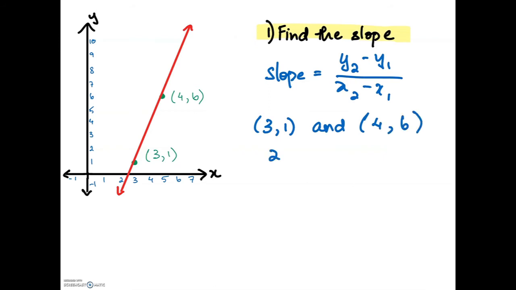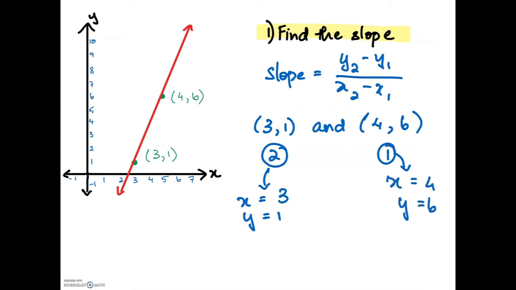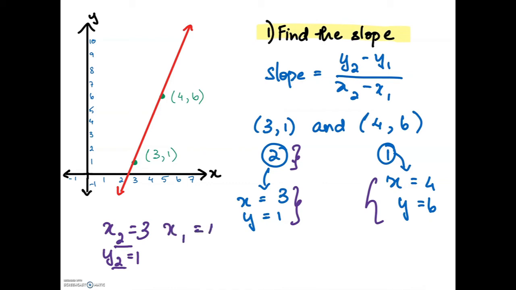So we're going to assign this to be our second coordinate and this to be our first coordinate. Let's just do that for fun this time. So if this is our second coordinate, we know x is equal to 3 and y is equal to 1. And in our first coordinate, x is equal to 4 and y is equal to 6. So let's assign our final values. Since this is our second coordinate, x2 is equal to 3 and y2 is equal to 1. These both belong to the second coordinate, which is why we have that 2 over here. And for this one, they both belong to the first coordinate, so we're going to assign x1 is equal to 4 and y1 is equal to 6.